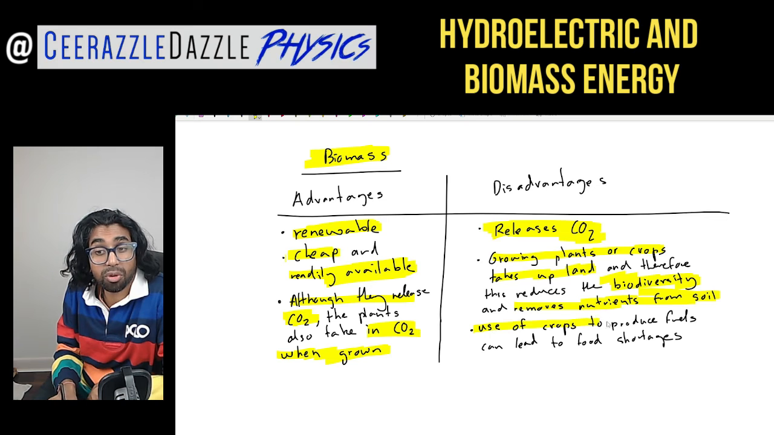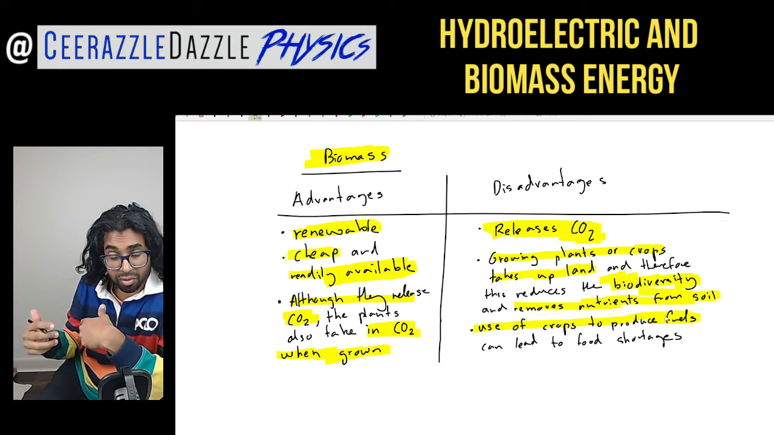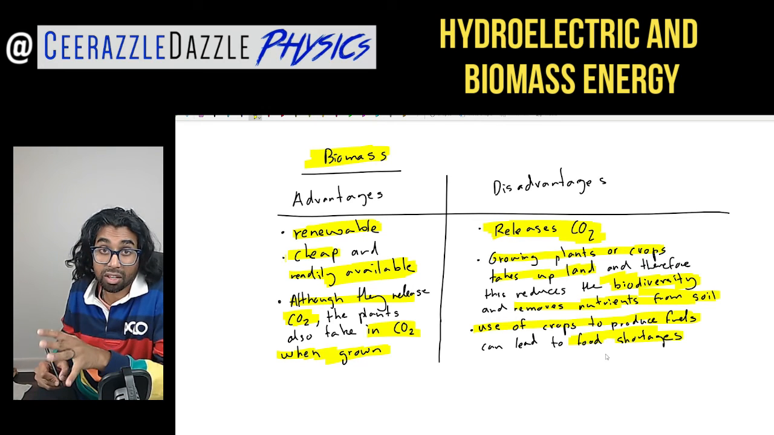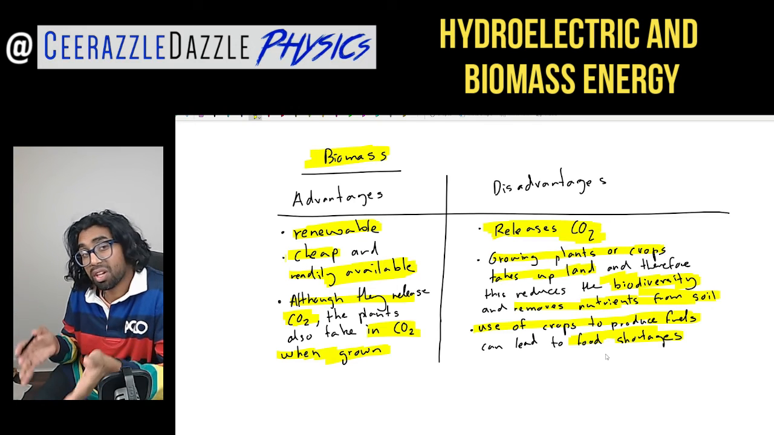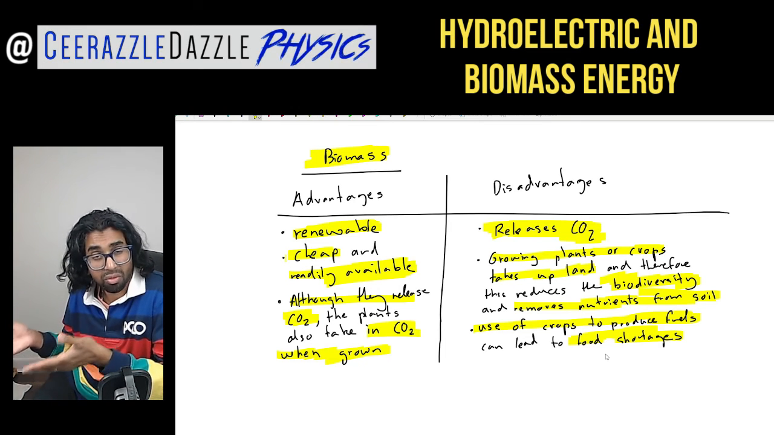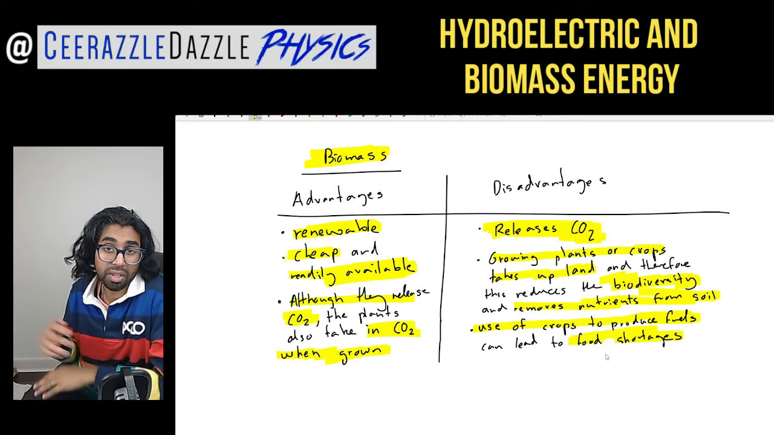Lastly, if we're using the crops to produce fuels, so if you're now planting crops to produce fuels, what's going to happen is it could lead to a shortage in food, guys, which will obviously get people to question the reason why you're planting the crops to, number one, produce fuel rather than produce food for people. So just make sure that you're aware of that as well.